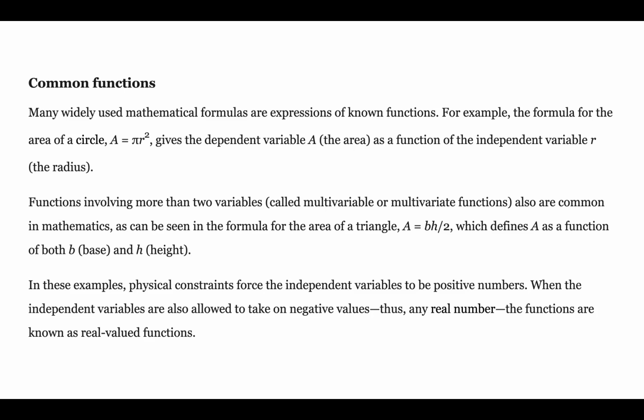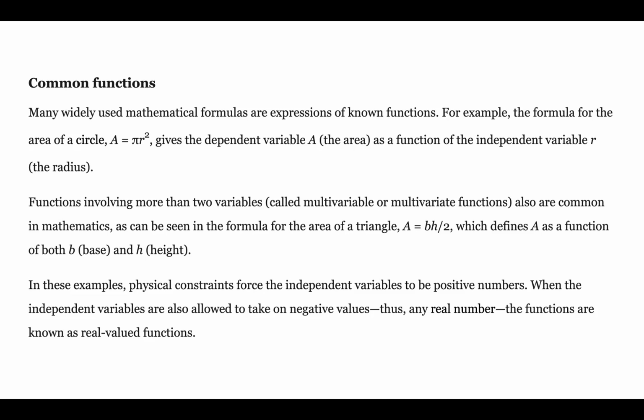If only one variable is changing, that is the area of a circle. But in the case of the area of a triangle, two changing variables are there, one is base and one is height, and according to that, the area is going to change. In this example, physical constraints force the independent variables to be positive numbers. When we consider the radius, it is always a positive number. Or when we consider the base and height of the triangle, all these are positive numbers because we count in positive ways.